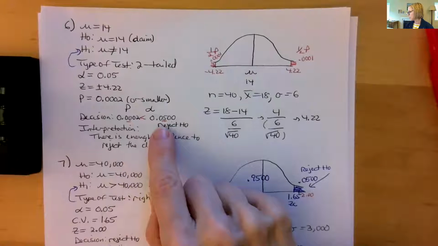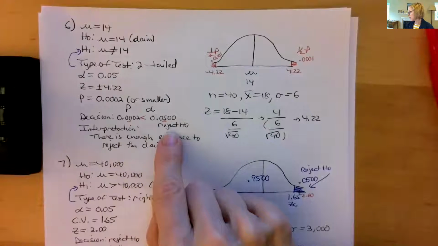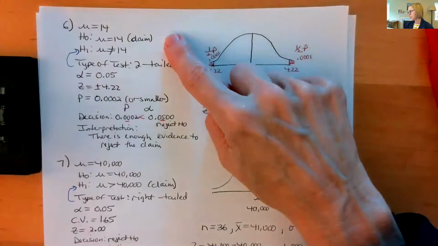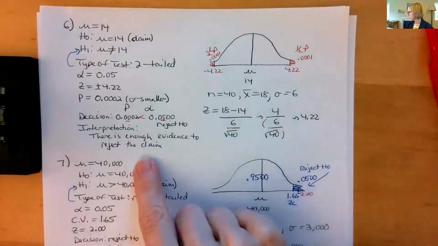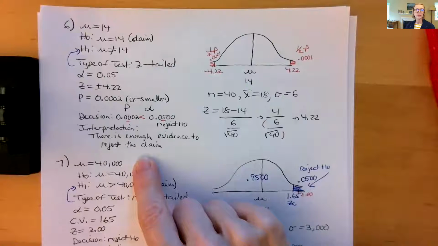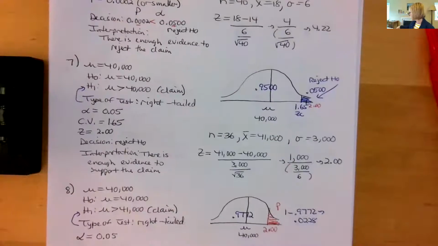So that means we are likely not making a type 1 error of rejecting a null hypothesis. That's true. We could go ahead and reject the null hypothesis, H sub 0. That was the claim. Is there enough evidence to reject the claim? That was the null, so there is enough evidence to reject the claim. Whether you do a p-value or critical value, you should still get the same decision and an interpretation in the hypothesis test. Now let's go to number 7.